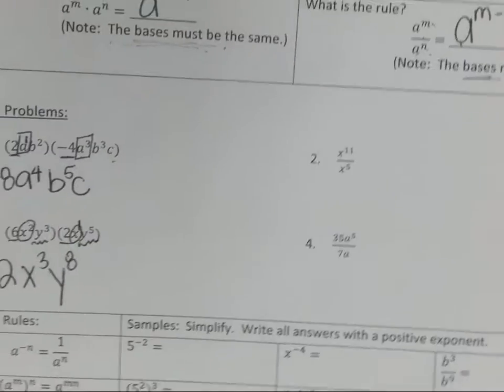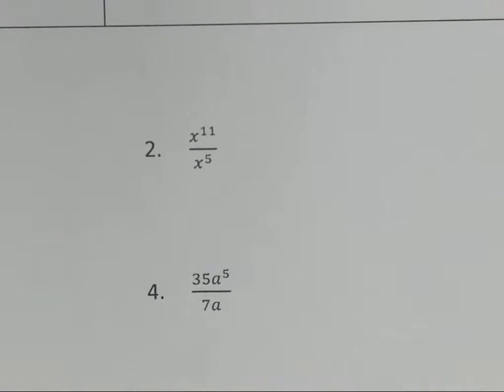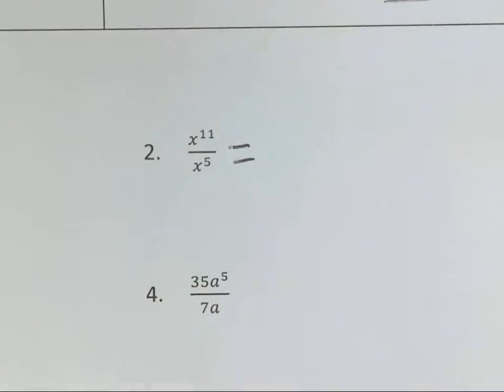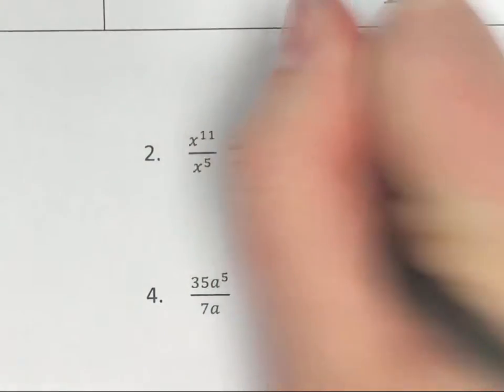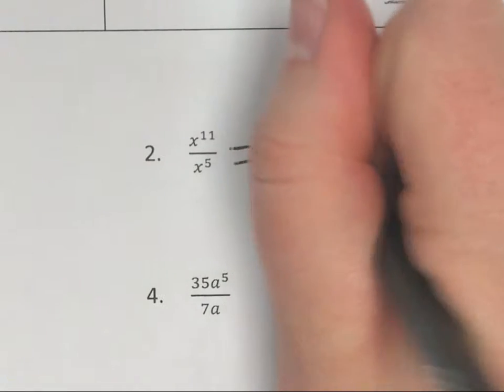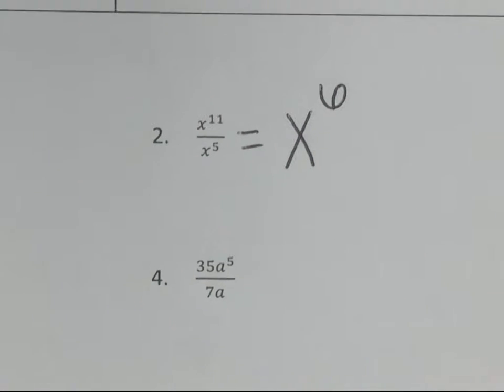Okay, now division, what do we do with those exponents? Subtract. So x to the 11th divided by x to the 5th. What's going to stay the same? X. 11 minus 5 is 6. So x to the 6th power. Always the top exponent minus the bottom exponent.